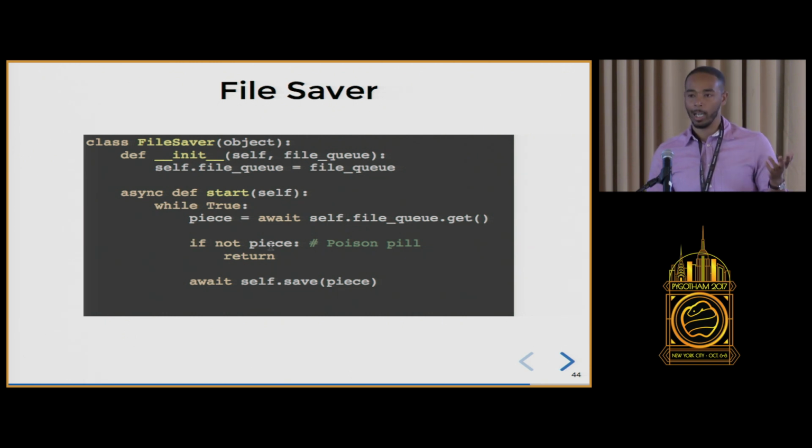And if it gets an empty item, like a None object, we'll take that as a signal to mean that, hey, there's no more, don't expect any more data to come to this queue, just exit. And that ends that task.